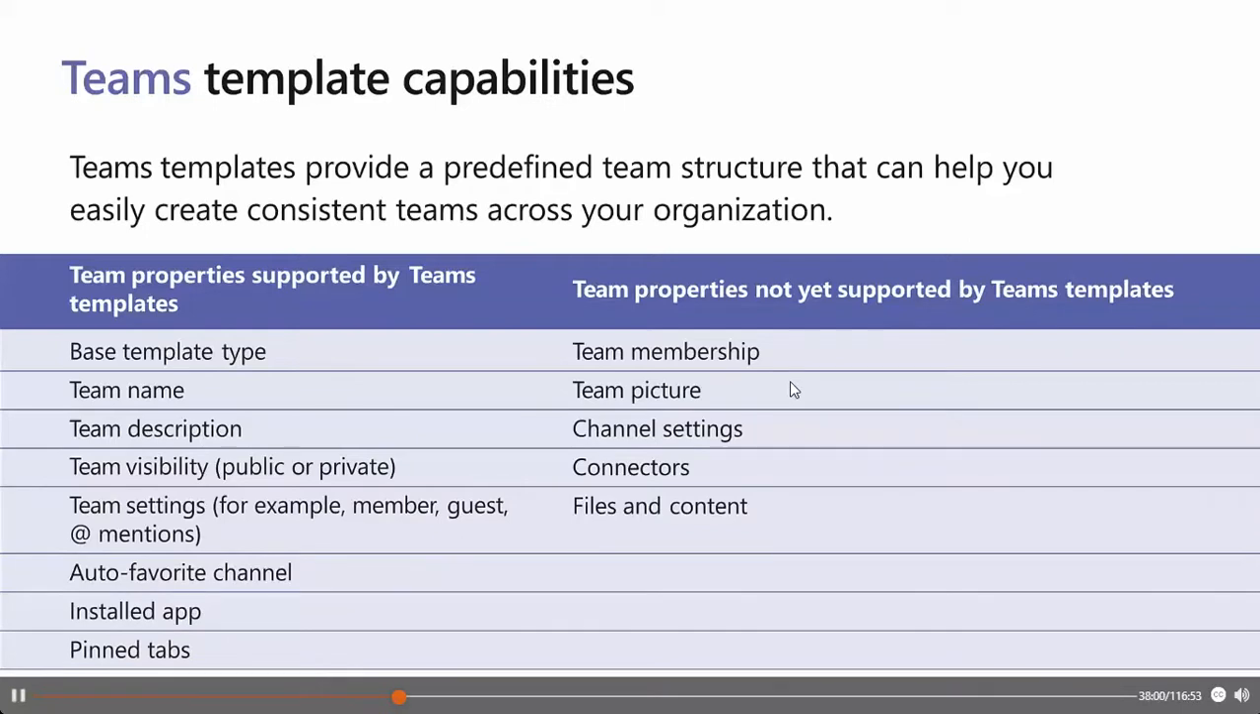So you see on the left side the team properties supported by Teams templates, like the team name, description, visibility, public or private, the team settings, for example for member, guest, and @mentions, the auto-favorite channel, installed apps, and the pinned tabs. What's actually not supported in the Teams templates is the team membership, the team picture, the channel settings, the connectors that are used in Microsoft Teams, and the files and the content. So you don't have any copy or anything like that inside of your structure. That's an important topic that we really need to be aware of.